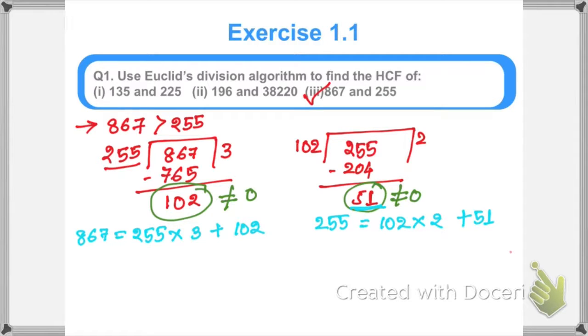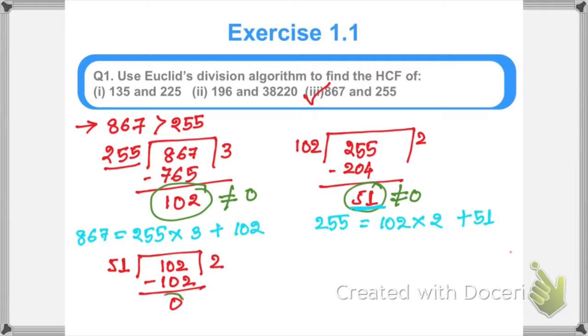Okay, so it's clear till here. Now again, since the remainder is not equal to 0, we need to move further and we need to divide it again. So what will be our new divisor? The previous remainder, that is 51, will be our new divisor. What will be our dividend? 102. So 102 became our new dividend. So 2 times 51 is 102, and we got the remainder here as 0.